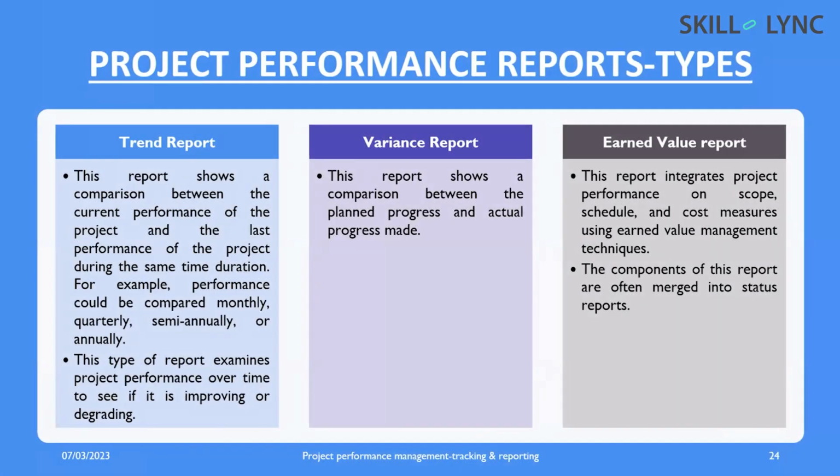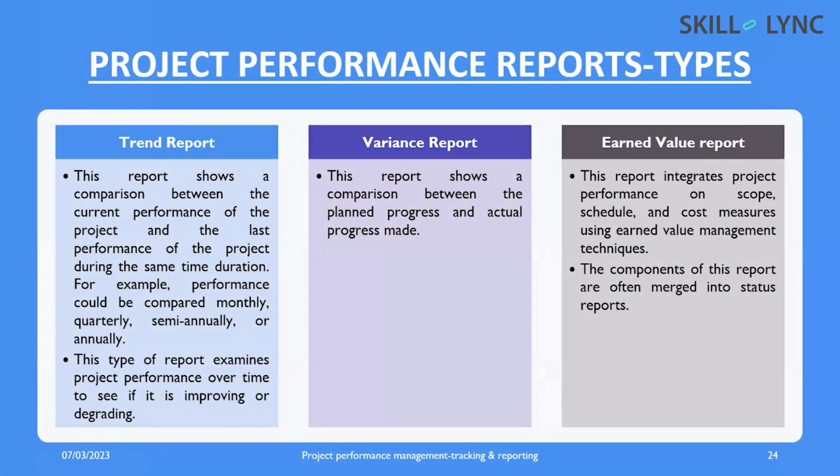Then we have more reports like trend report. What is the meaning of trend report? This report shows a comparison between the current performance of the project and the last performance, whether the trend is increasing, whether the graph is rising or falling. For example, performance could be compared monthly, quarterly, semi-annually or annually. We will compare with the previous performance and tell the stakeholders the current state of the project. That is known as the trend report.